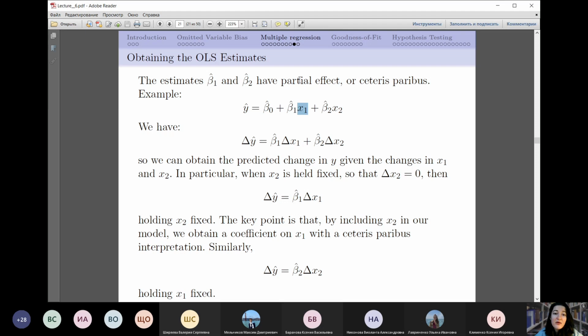And the real power of the multiple regression model is that this model provides this ceteris paribus interpretation, or multiple regression analysis allows us to mimic the ceteris paribus situation. Does it make sense? Is it clear for you? What does it mean? What does it mean, ceteris paribus effect?